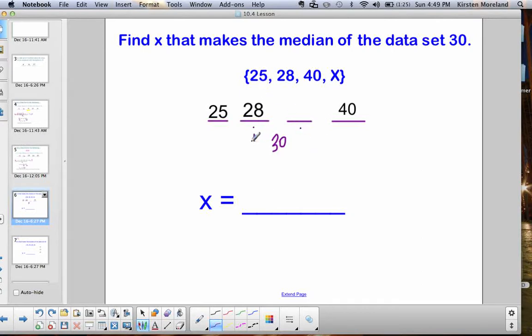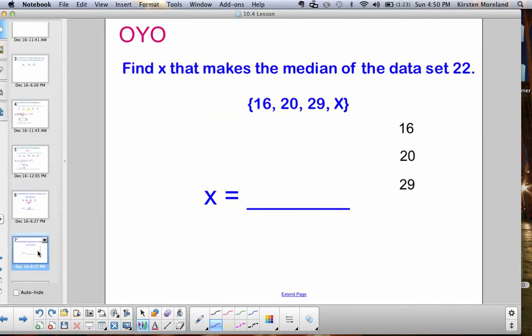So to get to 30 from 28, I add 2. To get to the next number, that means I need to add 2 because that means it's the same on both sides. So the number that should go here is 32 because 28 and 32 smack in the middle is 30, which gives me a median of 30. Alright, pause the video and try this one on your own.